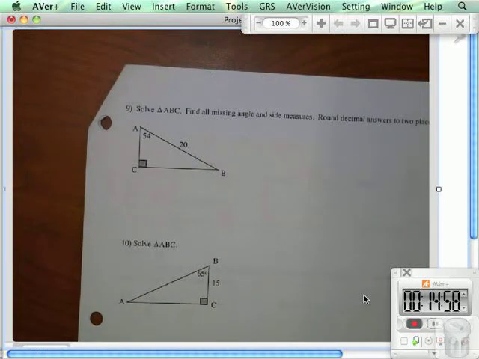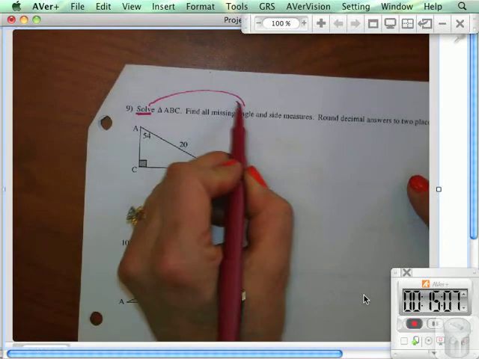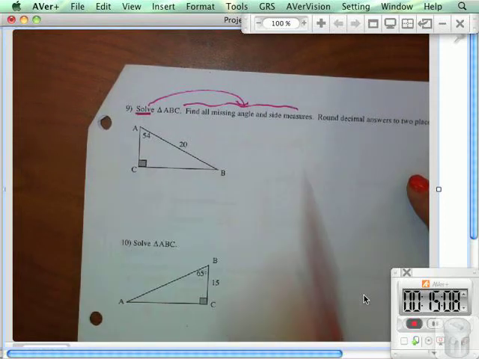So here, this is solving triangles, right triangles, finding all the missing angle and side measures. When you see this, that means this. You find all the missing angles and side measures.